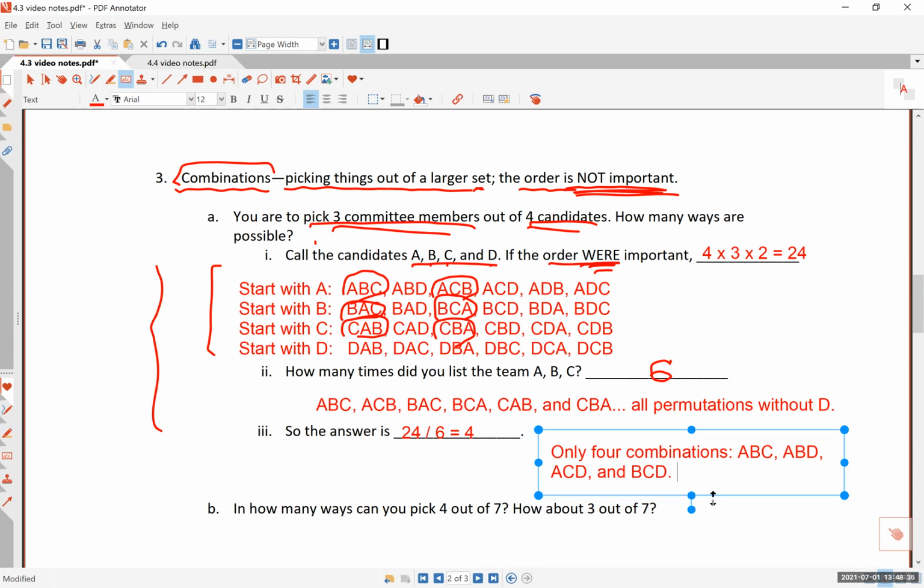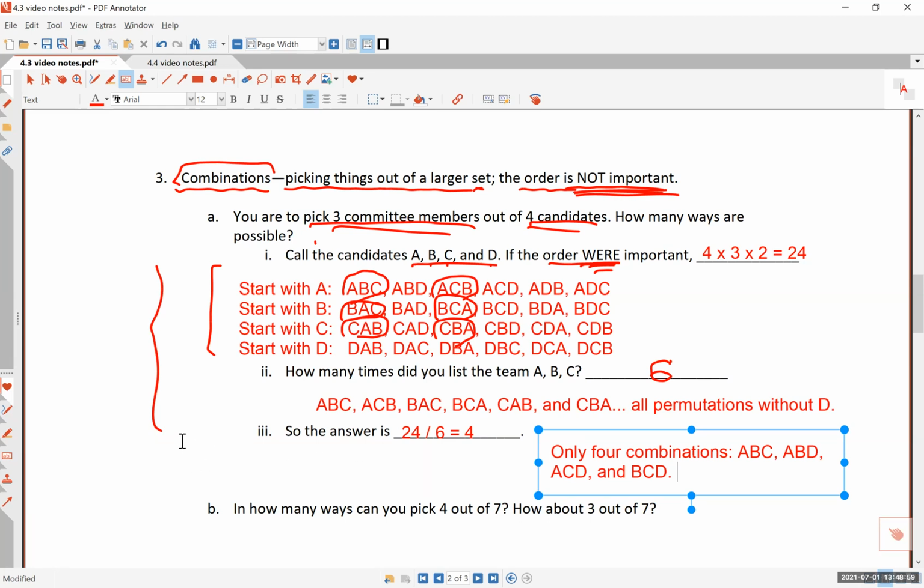Now basically each combination is just missing 1. So in ABC, that's the list that does not have D, and ABD is all the permutations that do not have a C in it. So of course the 4 combinations depend on which one of the 4 people you are excluding. That probably seems easier to understand.